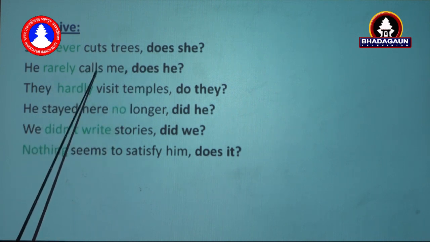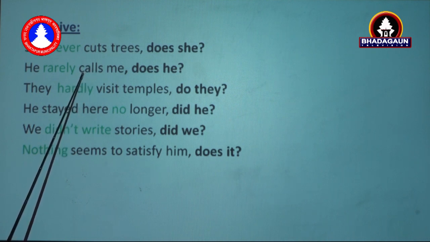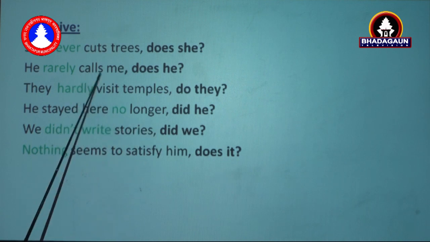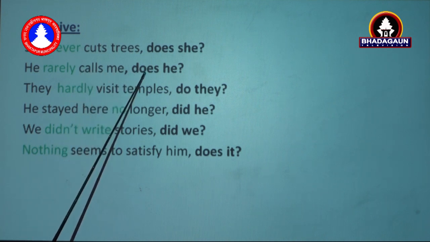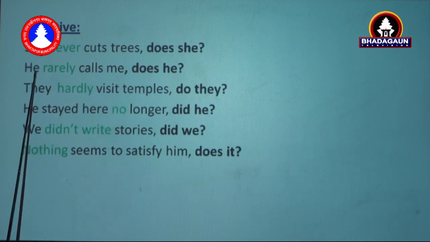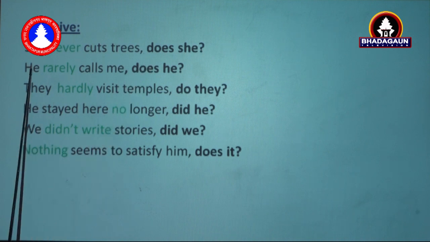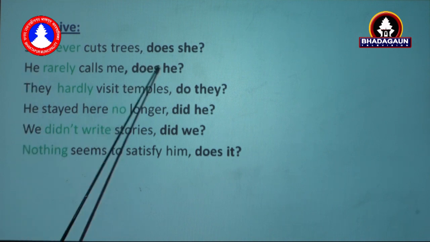Calls, verb 5. There is no auxiliary verb present in the statement. You have to find out the auxiliary verb on the basis of the main verb given in the sentence. Calls, verb 5. Verb 5 means does. We have just discussed does. So does, negative sentence, positive tag, does. Pronoun is he.